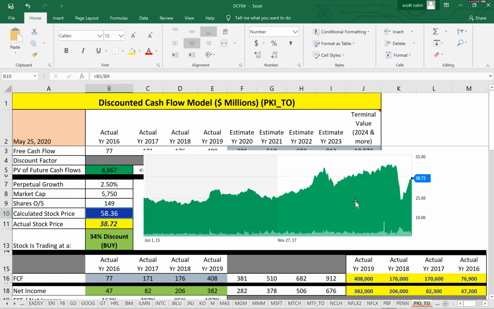So 58. So it was trading in the high 40s a few months ago. Then it dropped like everything else. So it was trading closer to intrinsic. Now you have to make the decision, will it go back up? Does the future of the company look as good as the financials do?